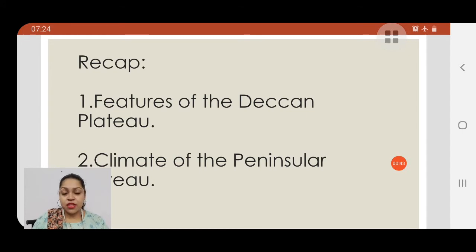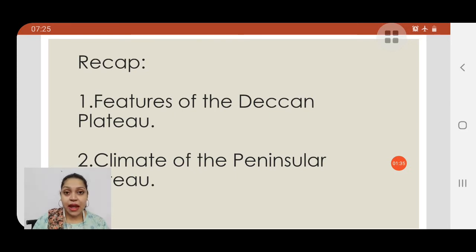The Deccan Plateau stretches from the Satpura range to the southern tip of India. That was the first feature. The second feature was that black soil is found in this region. The third feature was that Godavari, Kaveri and Narmada flow through this plateau. The fourth feature was that since a part of the plateau slopes towards the east, the Godavari and Kaveri flow and meet the Bay of Bengal, and since part of the plateau slopes towards the west, the Narmada river flows towards the Arabian Sea and meets it. And since the plateau has uneven land, there are many waterfalls.